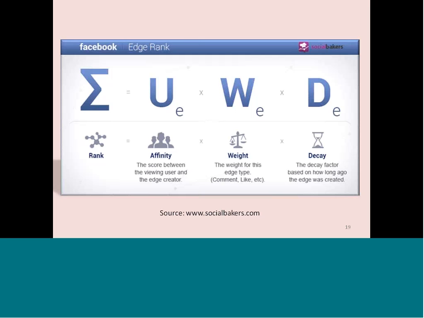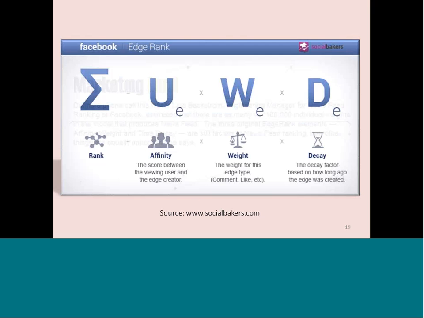Then the weight of this type of post. The post should be attractive enough to convey that it is a very important post. And of course, decay. Decay means we should be very prompt in posting news and information. Let's say you have an event which is going to happen in 6 months. There's no point in promoting it 6 months before, but maybe 2 months before, 1 month before, you build up the crescendo, and people will realize that this is something that's going to happen very soon.